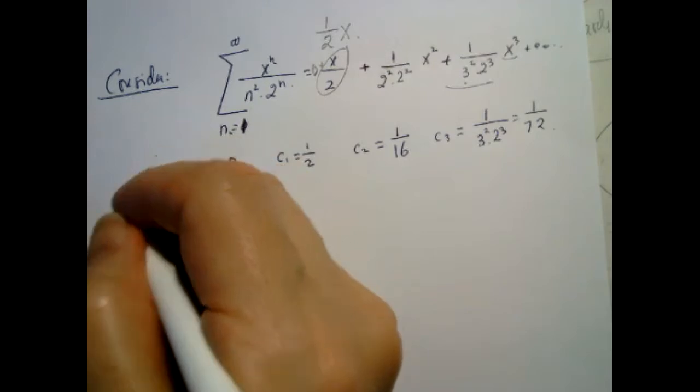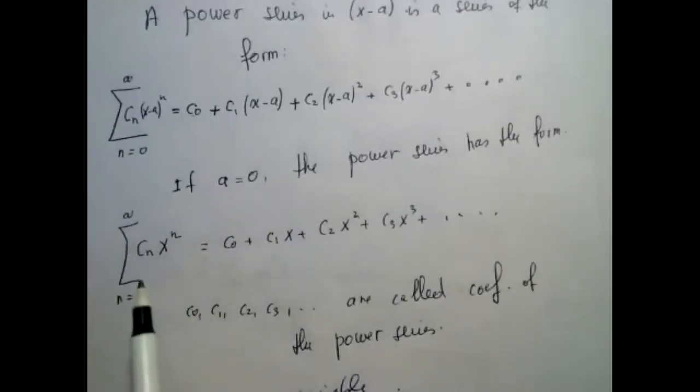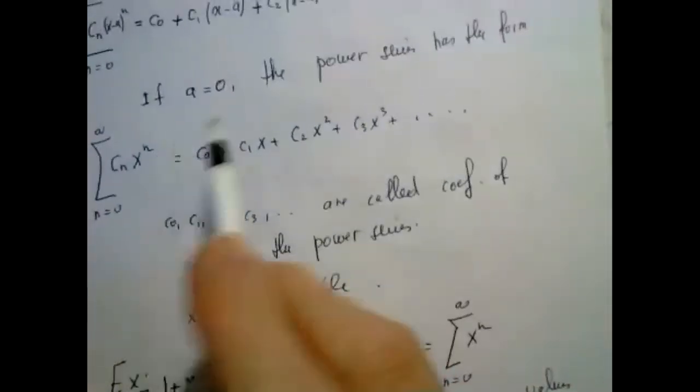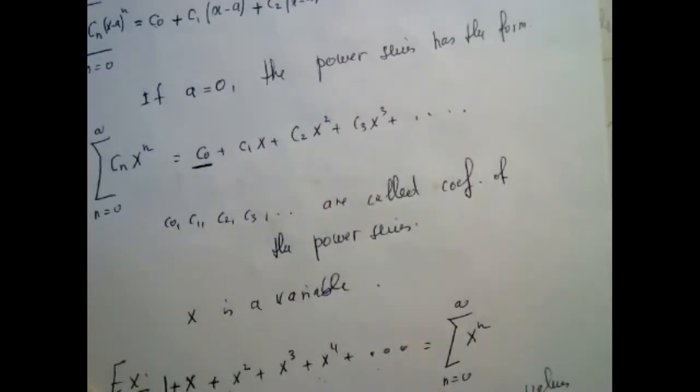I just have a question. Yes, please. Where did you get C0 from? I mean, where did you get the 0 from? Okay, in the general format of a series, C0 is usually the constant term, the one that doesn't come with an x in it.